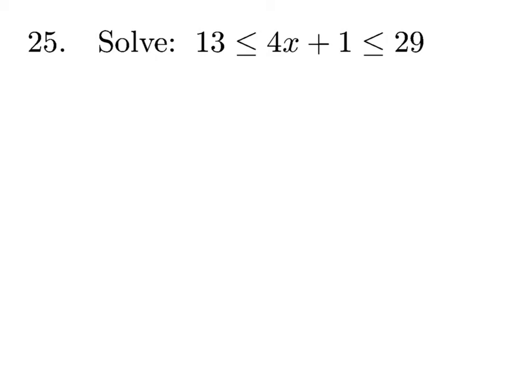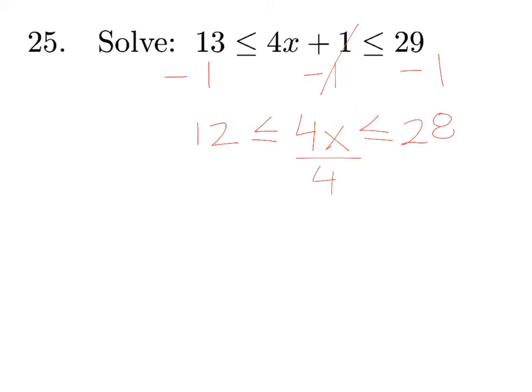Okay, here I have a compound inequality. And since there's two inequality signs, when I subtract one here, I have to do it to the left side and the right side. So I have 12 is less than or equal to 4x. It's less than or equal to 28. Then I divide by 4. Whatever you do in the middle here, you have to do on the right side and the left side.